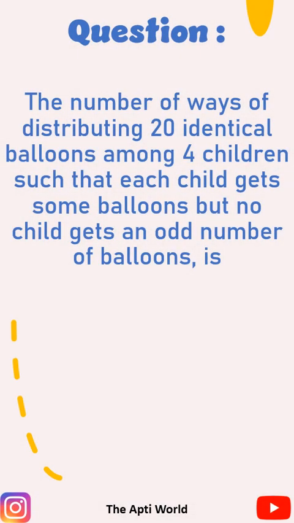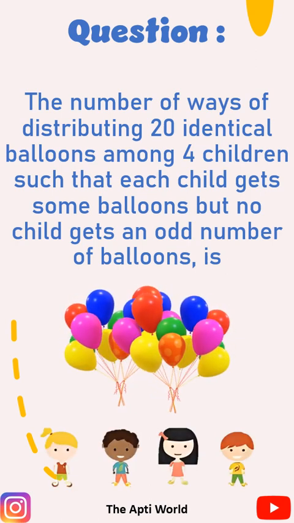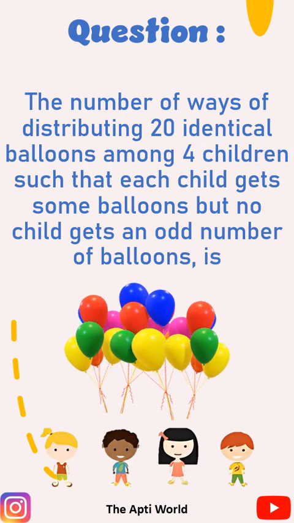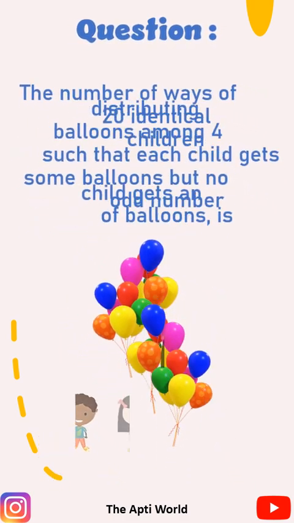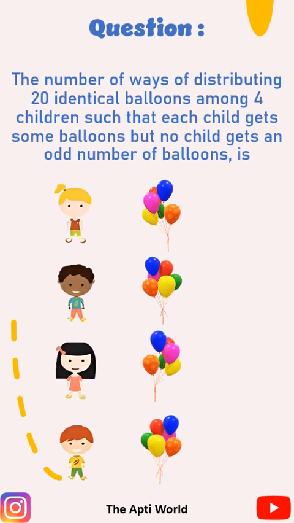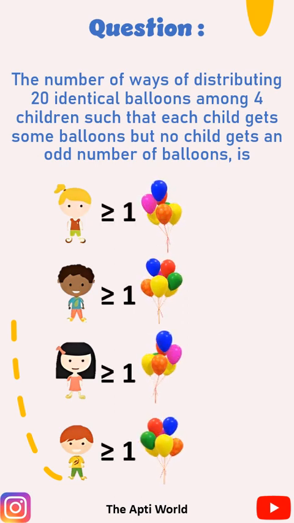Question of the day. The number of ways of distributing 20 identical balloons among 4 children such that each child gets some balloons but no child gets an odd number of balloons is. Here each child gets some balloons, which can also be said that each child has greater than or equal to 1 balloon.